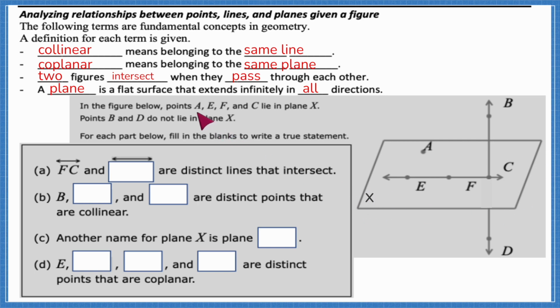That's a name. And they told us that A, E, F, and C lie in the plane. I already know A, E, F, and C are what we call coplanar. They all lie in the same plane. They share the plane. Points B and D do not lie in plane X. So B is up here and D is down here. And I know I highlight these so that you can see them a little more. So you can see B and D, it's a line going through the plane.